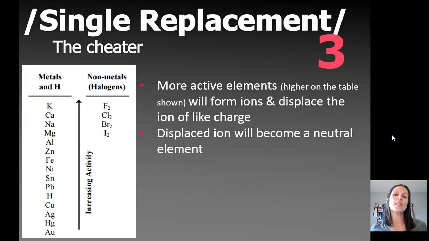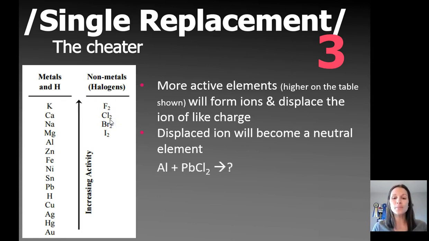Now, in order to know if a single replacement will take place or not, you have to know how active elements are. So the more active an element is, and in this case, the higher it is on this scale, they will form ions and displace an ion of a like charge. So that means cations will displace cations and anions will displace anions. And the displaced ion will then become a neutral element on their own. So if it's a metal, you would simply write the symbol of that metal. But if it's a non-metal, and if it's one of your halogens, you would have to write it as a diatomic. So let's take a look.